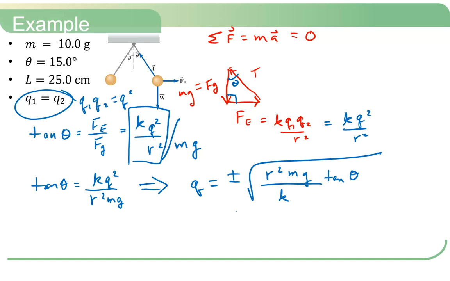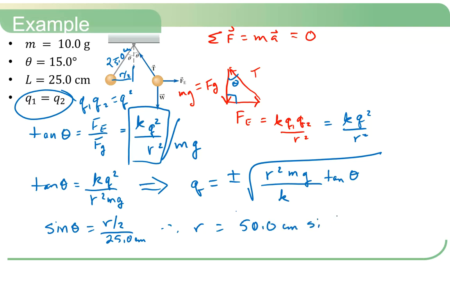R squared. Do I know what R is? I can calculate it, though, because I know that this side here is 25.0 centimeters. And this side here is R over 2. And so R over 2 is opposite. Sine theta is equal to R over 2, the opposite side, divided by the hypotenuse. So R is equal to 50.0 centimeters times sine of theta. That's just solving this equation for R.